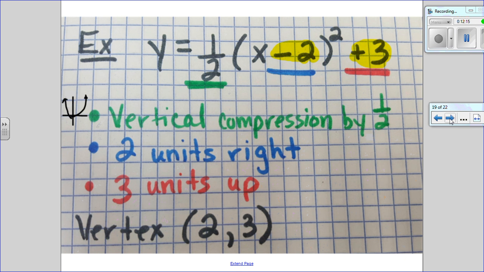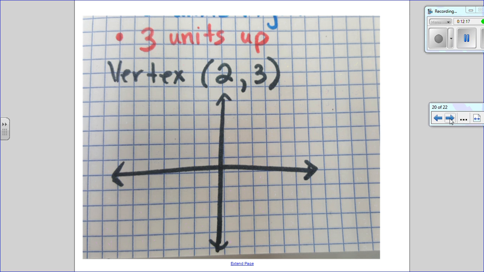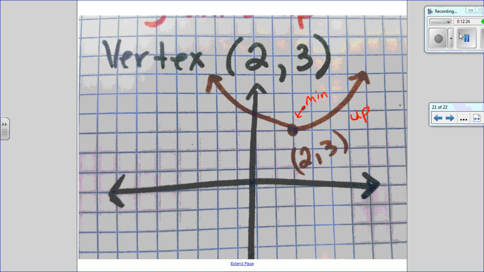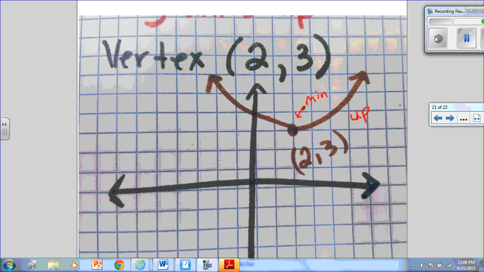Okay, so final slide. Here's a graph, and you're just going to graph this parabola. So it's 2, 3. Copy that down, please. Okay, so there's my graph 2, 3. And because this one is going upward, I went ahead and wrote up. The concavity is up. And since it's upward, it's a minimum because it's the lowest point on the graph.